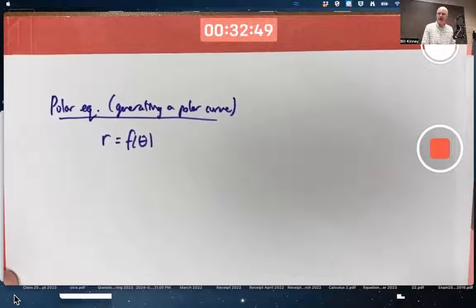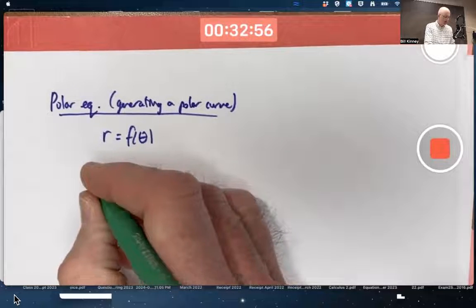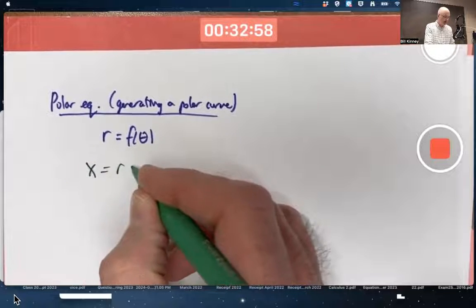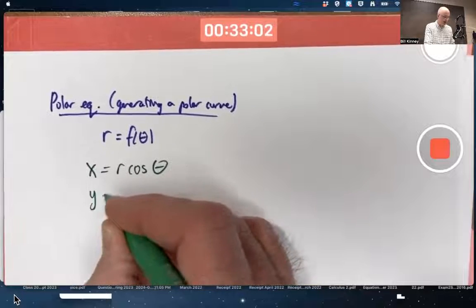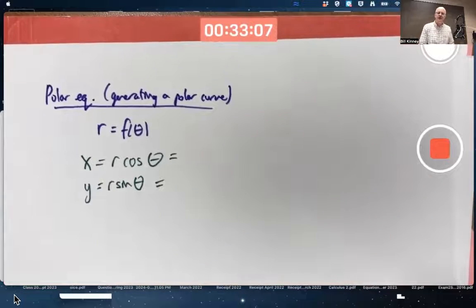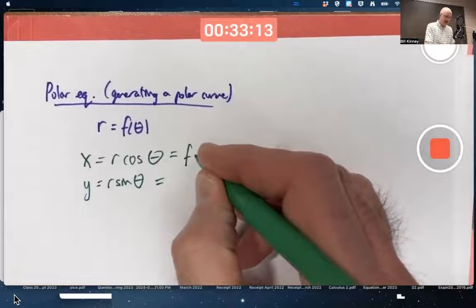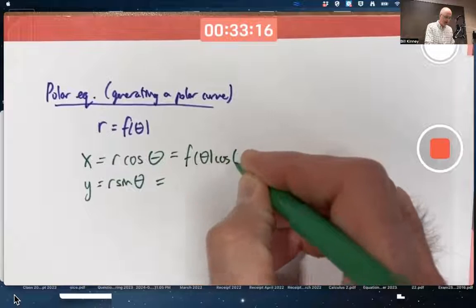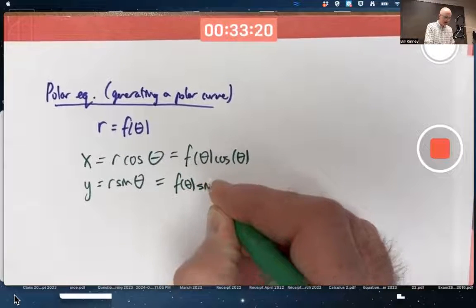How can we relate it to rectangular coordinates and use our knowledge about rectangular coordinates to do various things? The conversion equations, I wrote these down before, are x equals r cos theta and y equals r sine theta. What you can do is replace those r's with f of thetas. So x becomes f of theta times cosine of theta, and y becomes f of theta times sine of theta.